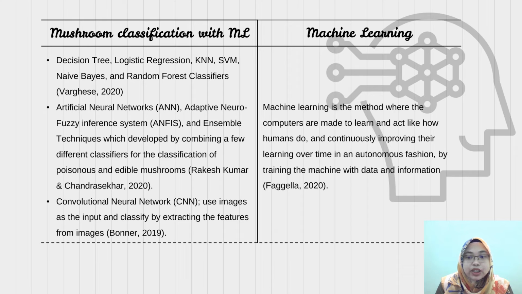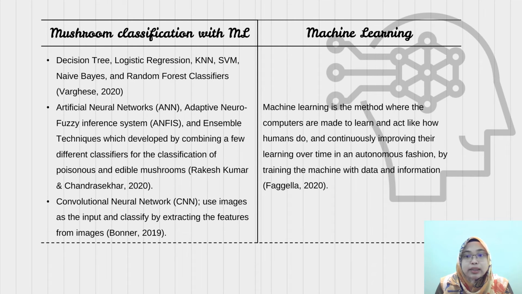First is mushroom classification with machine learning. There have been many machine learning techniques used in mushroom classification, and some of the techniques include decision tree, logistic regression, k-nearest neighbor, support vector machine, naive Bayes, and random forest classifiers. And the other techniques used were artificial neural network, adaptive neuro-fuzzy inference system, and also ensemble techniques developed by combining a few different classifiers for the classification of poisonous and edible mushrooms. And the widely used technique is CNN, which uses images as the input and classifies by extracting the features from the images.